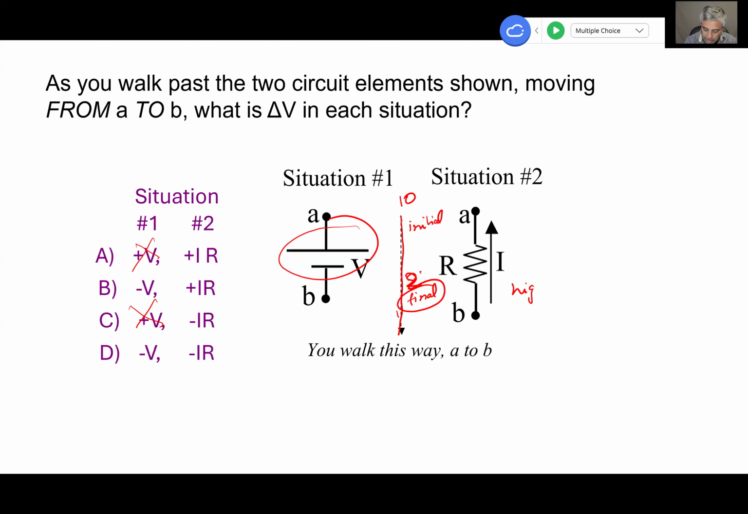Now for this one here, you need to remember that current flows from higher to lower. So this is higher, this is lower. And now initial and final, they are still the same. We are still walking this way, right? So what happens here? We are going from lower to higher. So final is higher in this case. So it's like saying 10 minus 2. So positive. Okay.